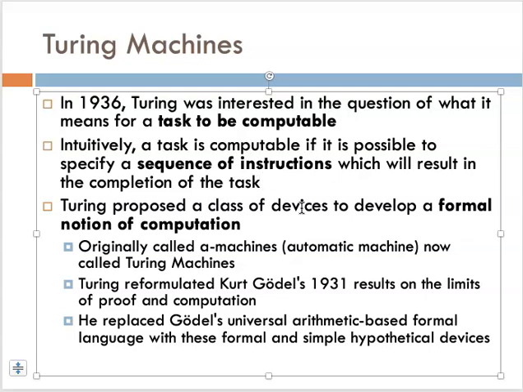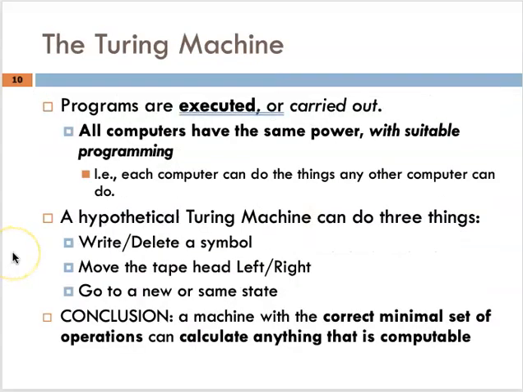And of course, it was very interesting because he was able to reformulate Kurt Gödel's 1931 results on the limits of proof and computation, but he replaced Gödel's universal arithmetic-based formal language with just these very simple hypothetical devices that he'd proposed. And what did these do?